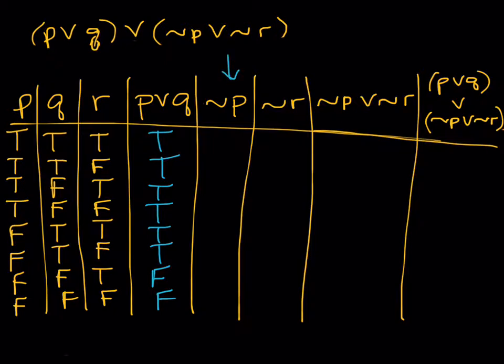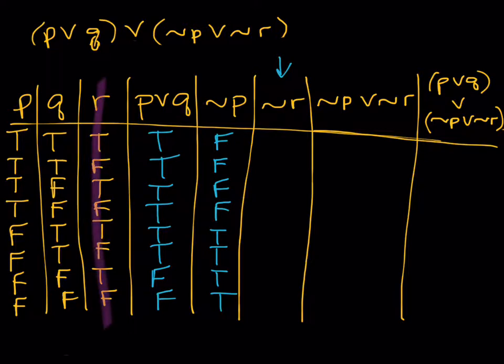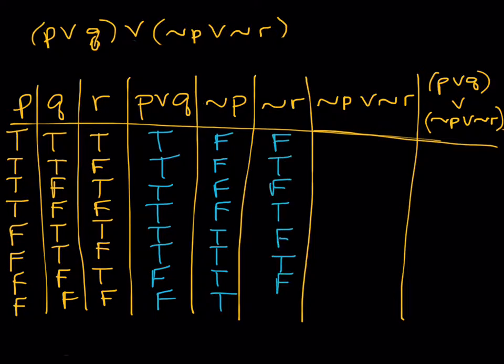Moving on, we have the negation of P. So now I want to refer back to the column for P, and then I'll just write here whatever the negation is. So I'm just going to write all of the opposite truth values. So I would have 4 falses followed by 4 trues. Next I want to do the negation of R. So I'm going to go back and look at the R column and write the opposite of all of those truth values in this new column. So I would have false, true, false, true, false, true, false, true.